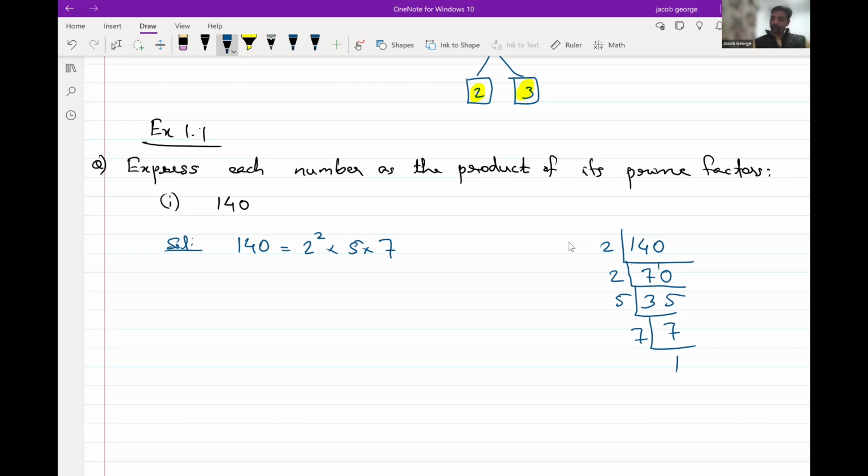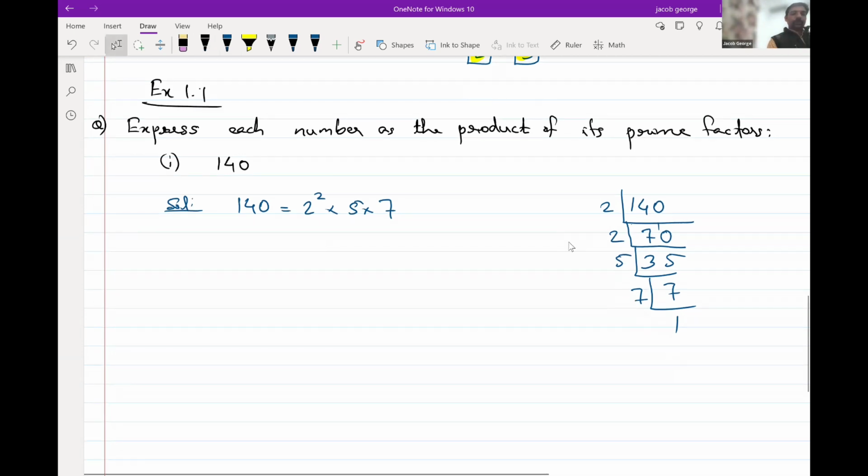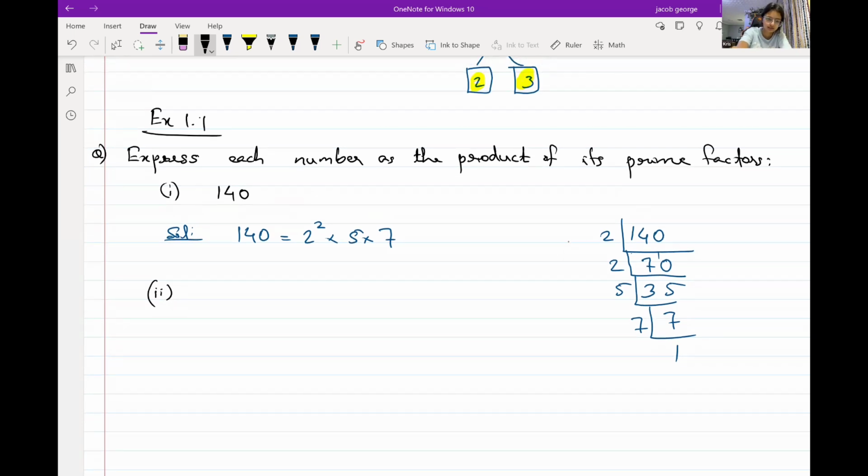Next question. 3825. Sir, is there a way to check the divisibility for 7 and 9? Yes. I'll explain divisibility checking. I will give you a detailed explanation after completing this.